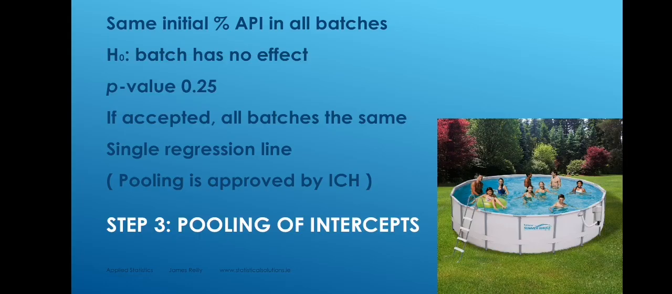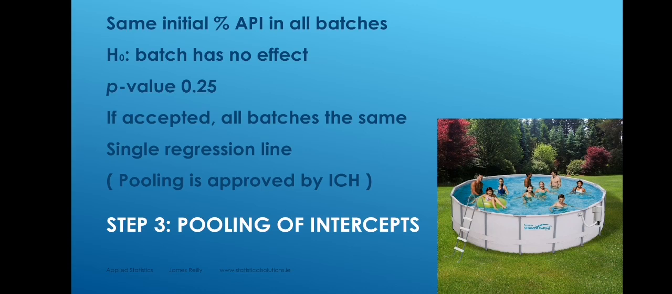Now, there's a third pooling step, and this assumes that the initial percentage of active pharmaceutical ingredient is the same in all batches, that all the batches began with the same percentage, because often batches will be made and the initial quantity of API might not be 100%, it could be 101 or 99.5% or whatever. So this pooling step assumes that the batches are all the same to begin with. They start out with the same percentage of API.